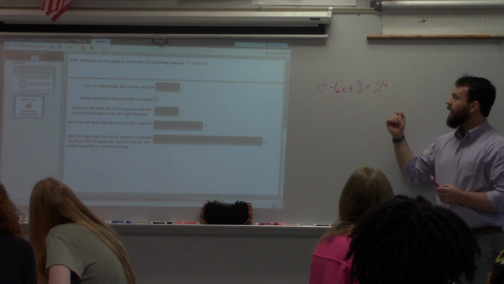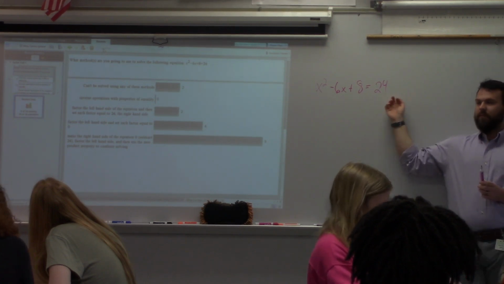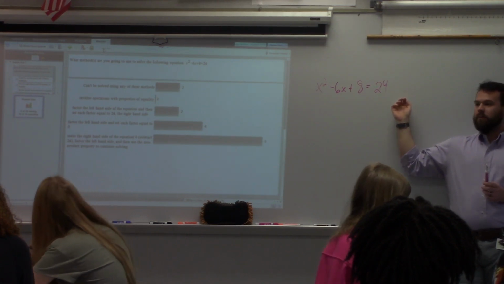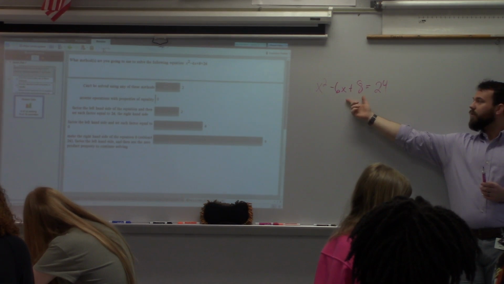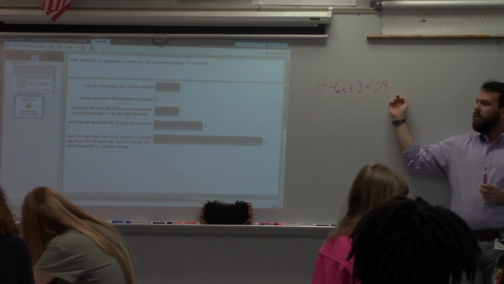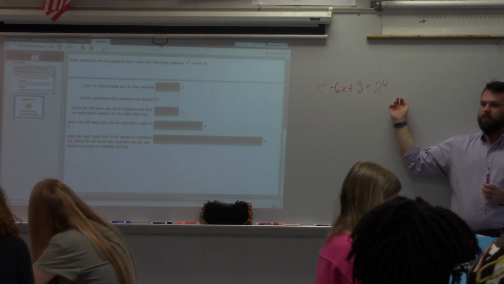Okay, we can't use the zero product property. What is the whole goal with the factoring method? To use the zero product property. So can I just factor this and set it equal to 24? No, because it does not allow the zero product property.